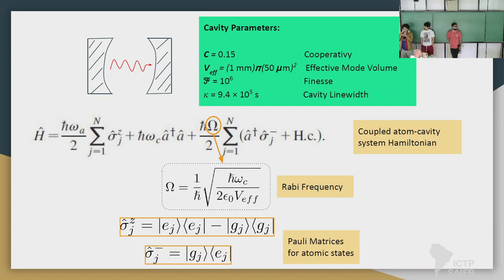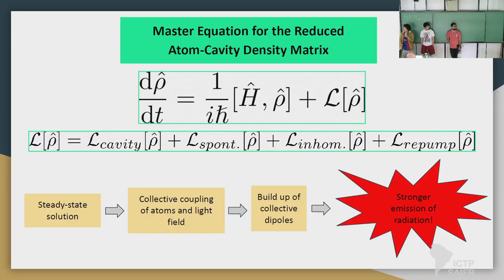This makes possible the superradiant emission of fluorescence that will also allow us to get this millihertz linewidth laser. So this is the coupled atom-cavity Hamiltonian of the system. This is the Rabi frequency, and these are the Pauli matrices that describe the atomic states. The idea is to solve the master equation for the reduced atom-cavity density matrix, where we have the Liouvillian operator that includes the Liouvillian of the cavity, of the spontaneous emission, of inhomogeneous processes, and of the repump process.